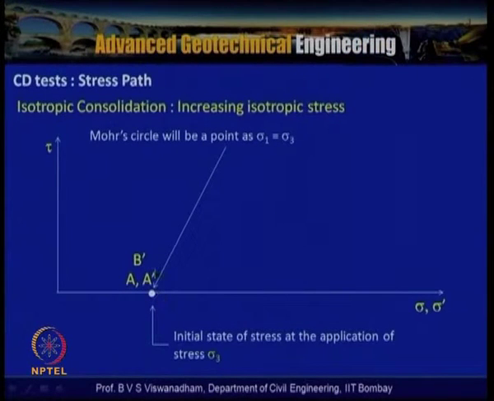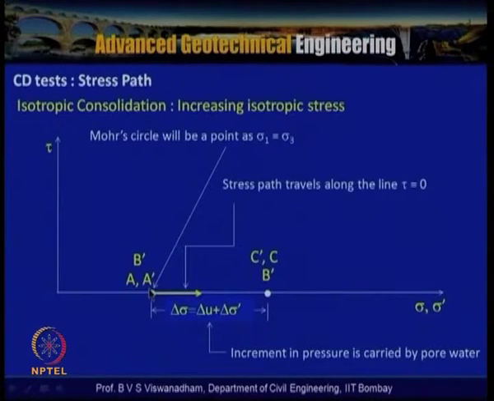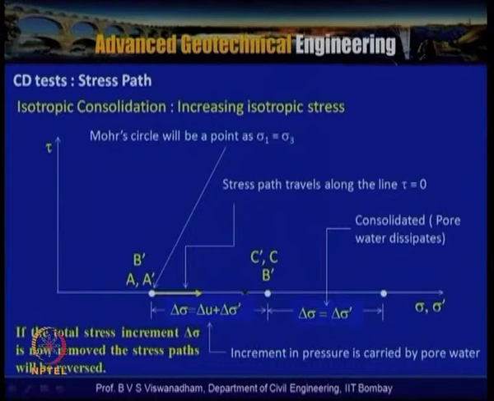The Mohr circle will be a point, as we have discussed. Now when the stress traverses along the line with tau equal to 0, this increment in pressure is carried by the pore water itself. So it traverses along the sigma line or sigma dash line, and at the end of the consolidation, the pore water pressure, delta u, dissipates.